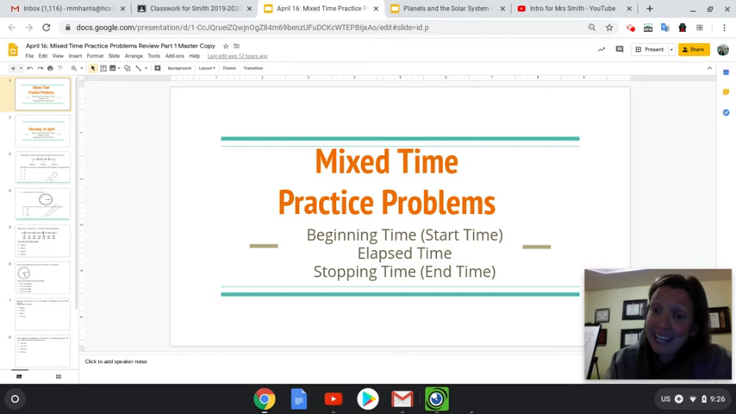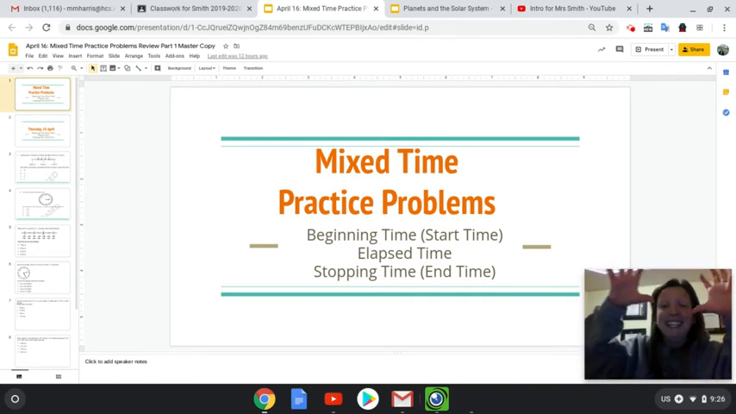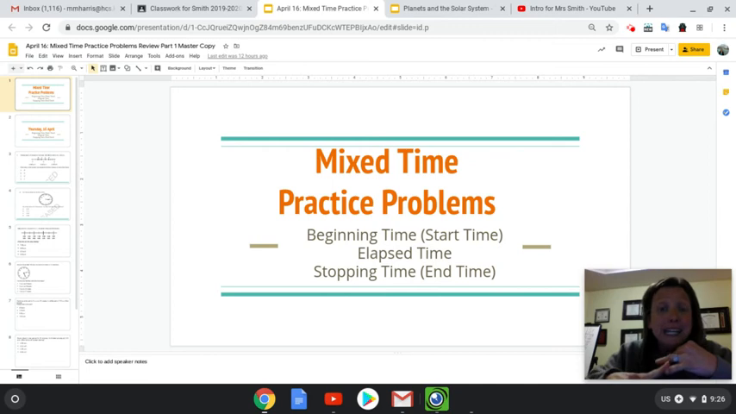So we're going to go ahead and jump right in because this is review. This is everything about time that we've been talking about. So you're going to have to get everything that we've learned: how to read an analog clock, how to find our beginning time when we're given elapsed and stop time, how to find the elapsed time when we're given the beginning time and the stopping or end time, and then how to find the stopping time when you're given the beginning time and the elapsed time.